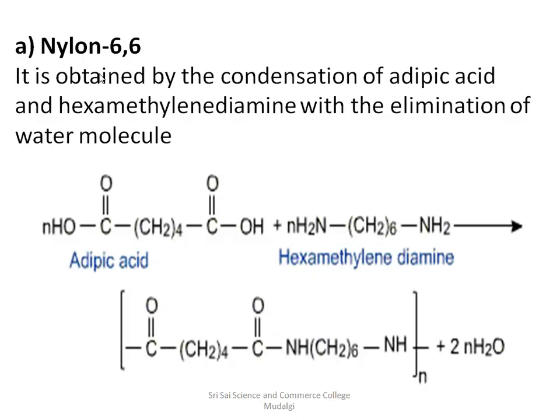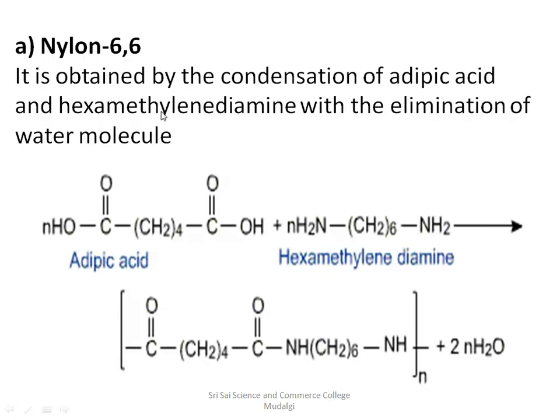Now, nylon 6,6 is an example of a polyamide, right? Polyamide means it contains the amide linkage, that is the CONH group. Now, what is nylon 6,6? How is it obtained? We'll study here. The polymer nylon 6,6 is obtained by condensation of adipic acid and hexamethylene diamine with the elimination of a water molecule. Notice, students, this is all important too. The monomers of nylon 6,6 are adipic acid and hexamethylene diamine.